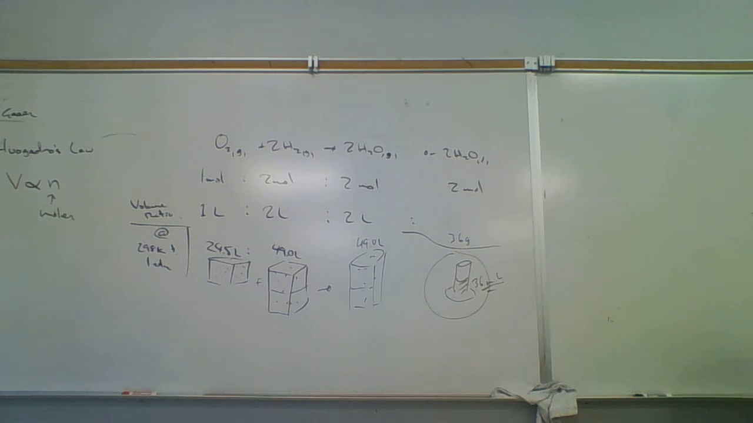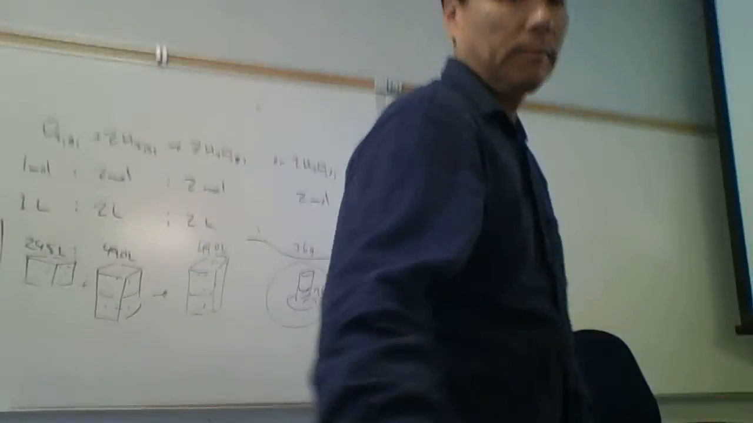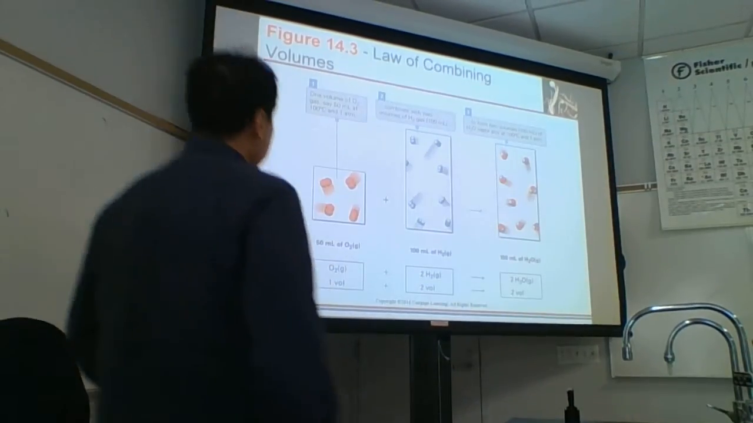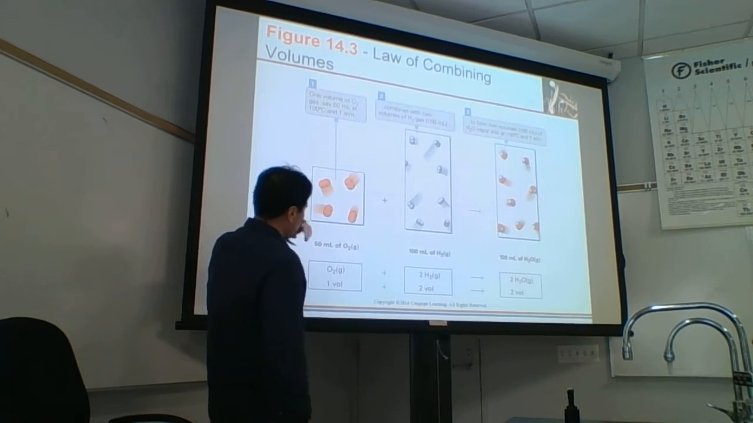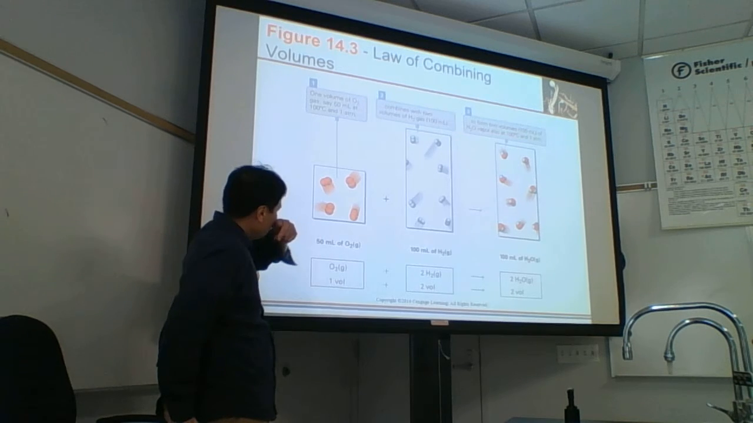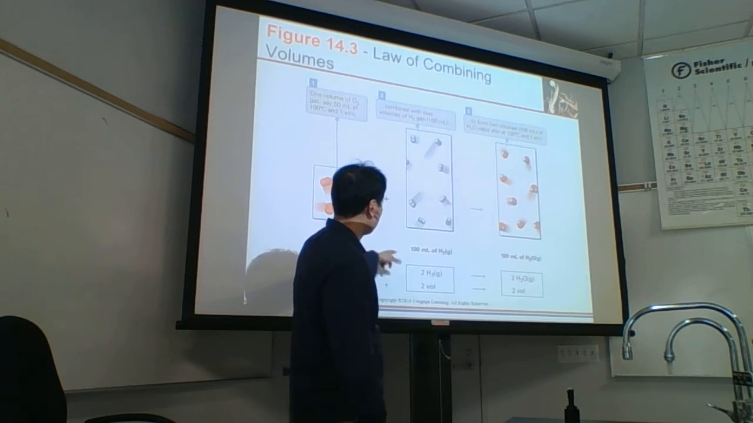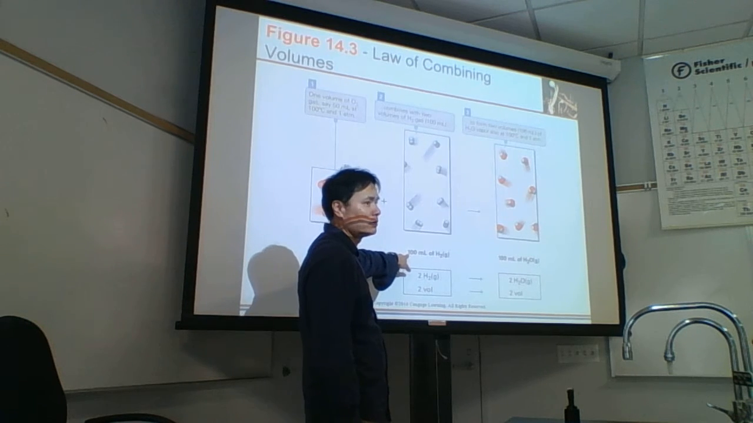So let's take a look. And so that's what we see in this slide here. This slide would be an application of Avogadro's law. So if I start off with 50 milliliters of oxygen, then I know I'm going to need twice as much hydrogen. So if I have 50 milliliters of oxygen, I'm going to need 100 milliliters of hydrogen.